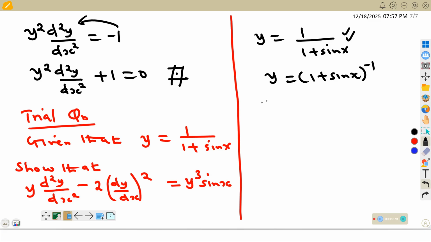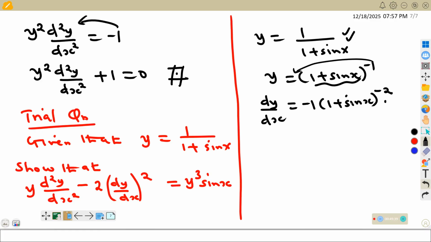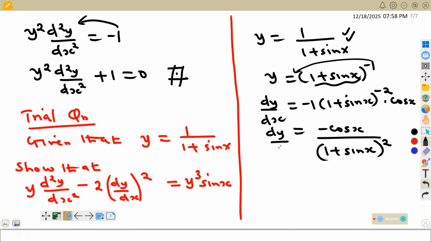Simply by looking at this, dy dx will be the same as differentiating this one normally: drop the power, which is negative 1, and reduce the power by 1. When you reduce the power by 1, it becomes negative 2, multiplied by the derivative of what is in the bracket. The derivative of what is in the bracket is cos of x, so you multiply by cos of x. So you will get negative cos of x divided by 1 plus sine of x, the whole of this squared. This is how you can easily differentiate it.